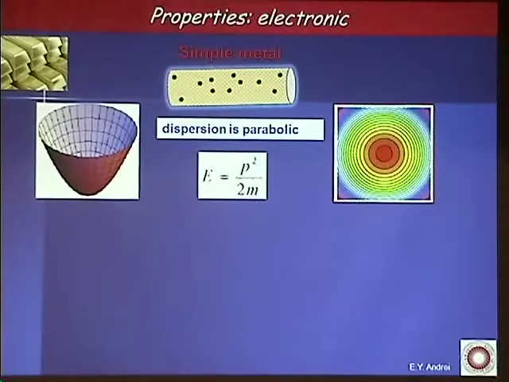So in a normal metal, like copper or gold, if I plot the dispersion, the energy versus momentum, this looks classical. It's parabolic. So the energy of the electron versus its momentum is a parabola, and we can take out the prefactor, we call it a mass. Although it usually doesn't have anything to do with the actual mass of the electron.